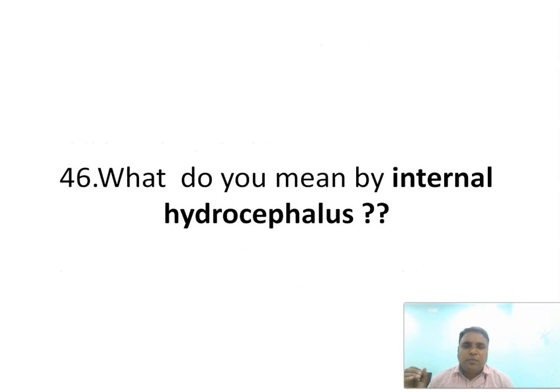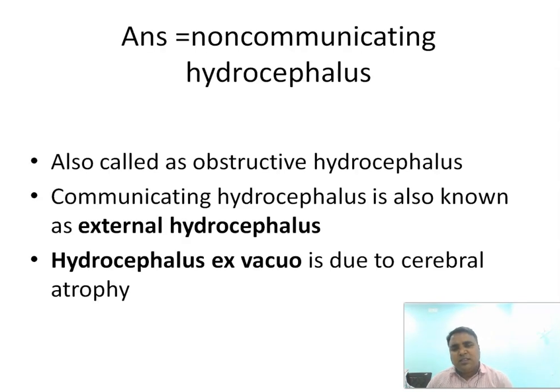Next, what do we mean by internal hydrocephalus? As you know, there is internal hydrocephalus and external hydrocephalus. The answer is non-communicating hydrocephalus is known as internal hydrocephalus. It is also known as obstructive hydrocephalus. Then which one is known as external hydrocephalus? Communicating hydrocephalus is known as external hydrocephalus.